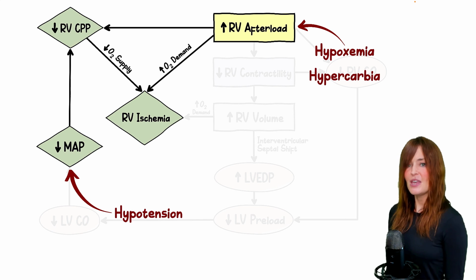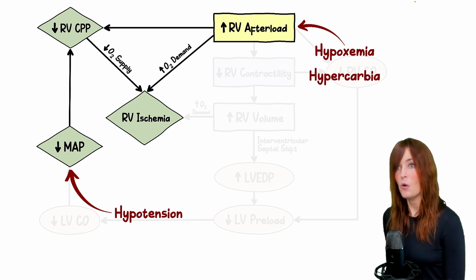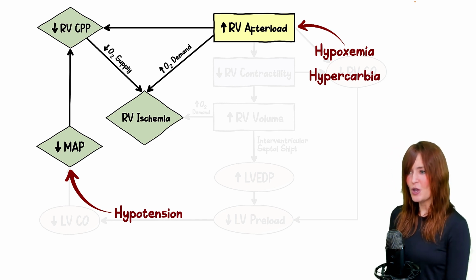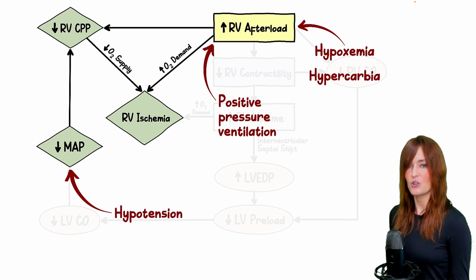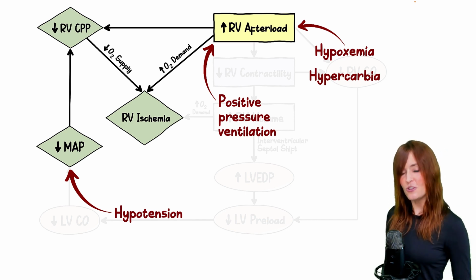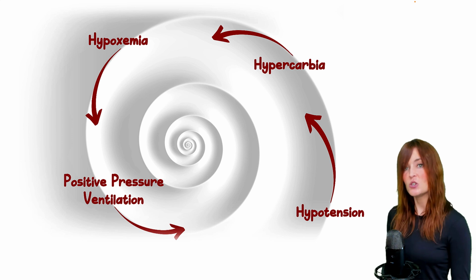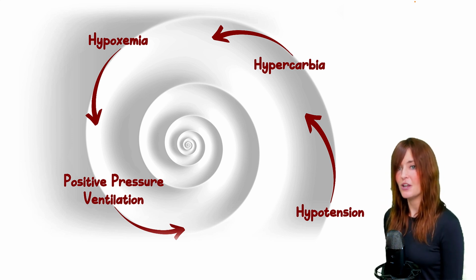What else are you doing? You also often are making them hypoxemic and hypercarbic during intubation. What does that do? Increases RV afterload. Then again, to add insult to injury, once you've successfully gotten them induced and intubated, you then put them on positive pressure ventilation, which also increases the pressure in the chest and increases RV afterload. So intubation is a fantastic way to put somebody into the RV spiral of death.